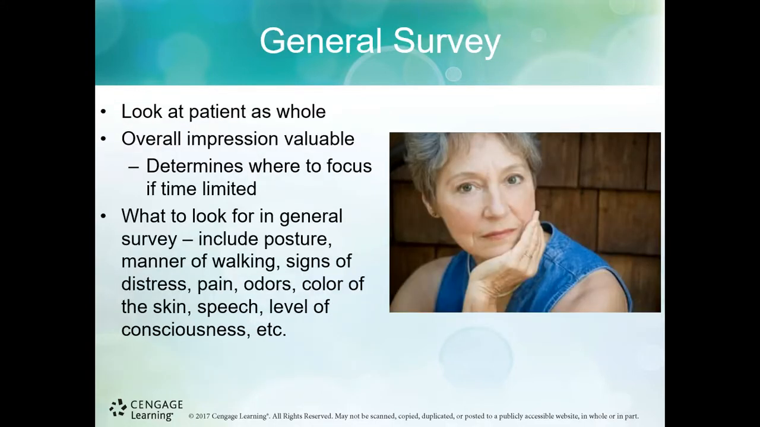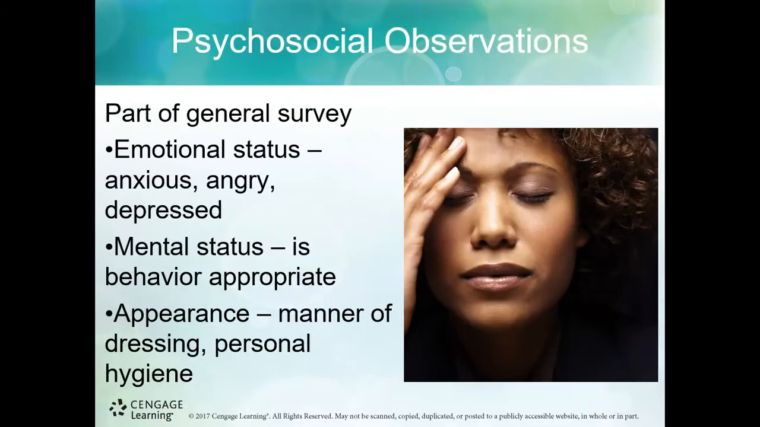A general survey looks at the patient as a whole, and this overall impression is very valuable. So when you look at a patient, you're looking at things like posture and gait, manner of walking, signs of distress or pain, odors, color of skin, speech, level of consciousness. That all becomes part of assessment. Emotional status and mental status is very important to observe as well, and appearance can give you clues when assessing the patient.